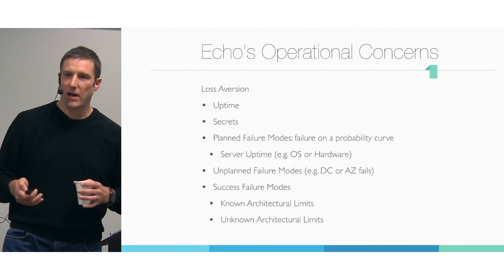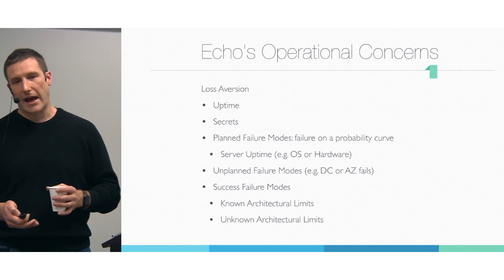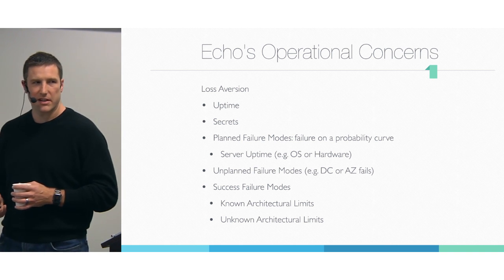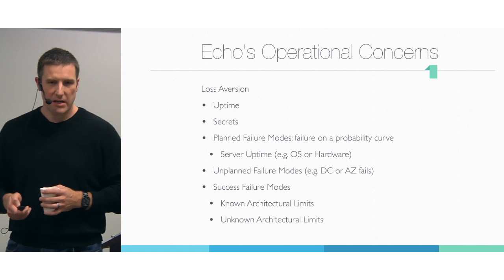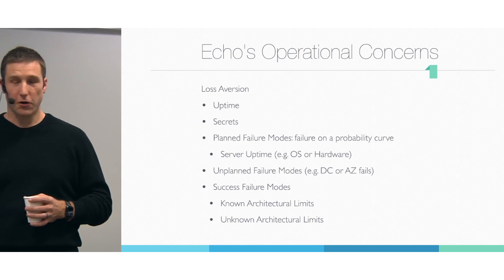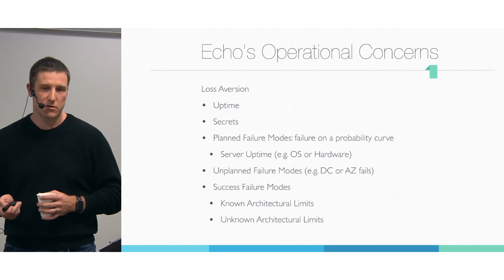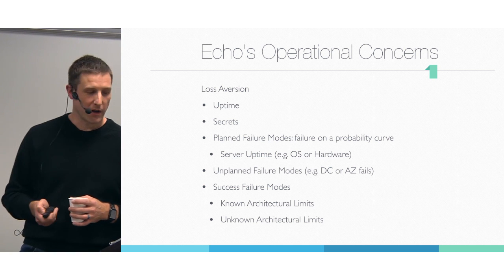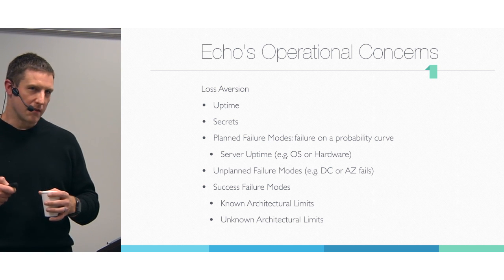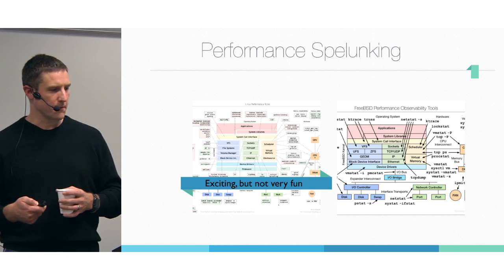Okay? And then we have the unknown architectural limits, things that we don't expect to fail that may actually fail. And this is where things start to get a little ugly, because if you run into unknown architectural failure modes, you're going to have to go spelunking into the operating system or pulling out some interesting tools in order to go figure out what exactly is going on and where this limit is. And this is just, again, for the simple stateless service, the echo server.